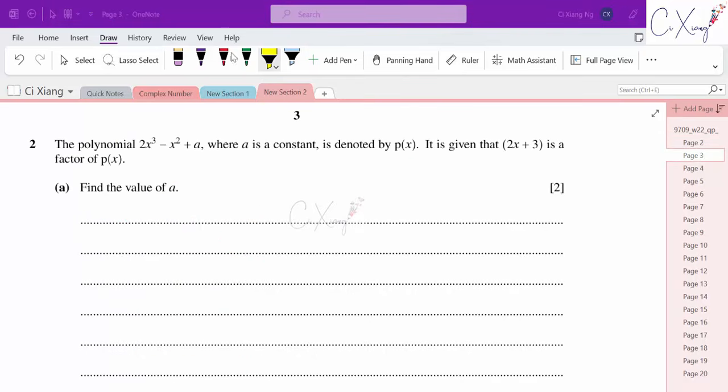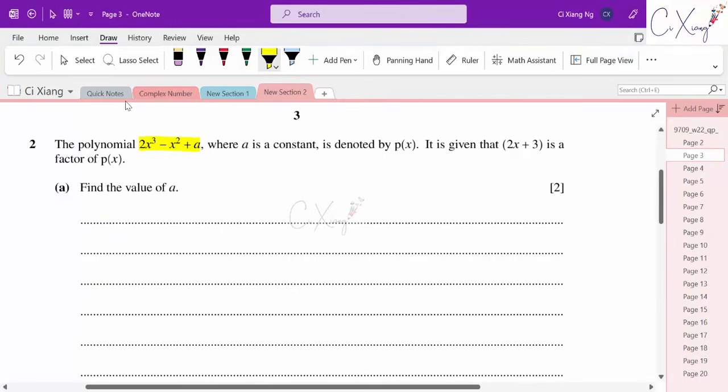Okay, so question number 2. We have a polynomial with a constant a, denoted by p(x). It is given that 2x plus 3 is a factor of p(x). So the keyword is factor here. That means we can use the factor theorem.